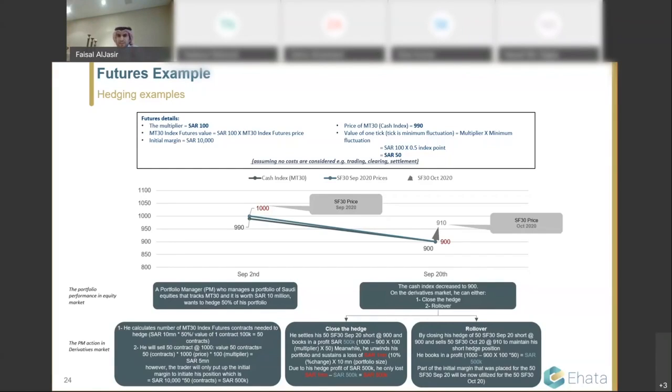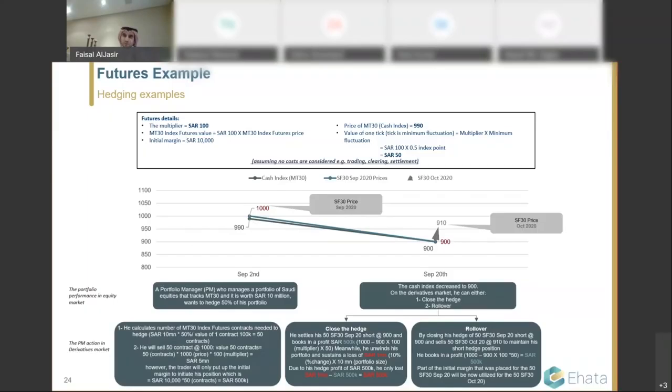He would have two choices: he'd either close the hedge or roll over. And when we say roll over, it means closing this position and entering into a new position. He will roll it over. He will push it forward. He will take it further in the future. But in order to take it further in the future, you need to settle the current one and then take it further in the future.